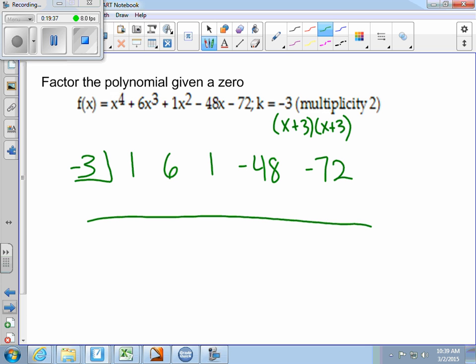This one is bad because it's a 4th degree. To get it down to something I can factor, what do I need to get it down to? X squared. Quadratic. So how many times am I going to have to divide? 2 times.